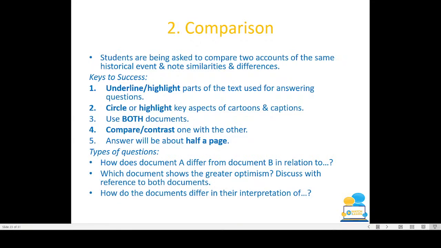So types of questions. How does document A differ from document B in relation to opinions on the Coleraine University? Which document shows the greater optimism? Discuss with reference to both documents. You'll only receive half the marks if you only refer to one document. We want to see references to both documents, quotes from both documents included in the answers. How do the documents differ in their interpretation of the Coleraine University Controversy? So I'd envision two sources here. One source would be from the nationalist community, their opinion on the Coleraine University Controversy. Second source would be from the unionist community, and how we can see the different interpretation of the event.